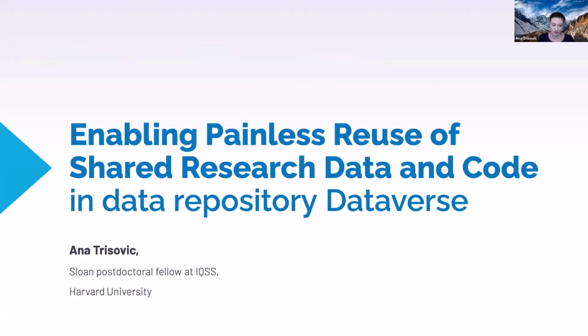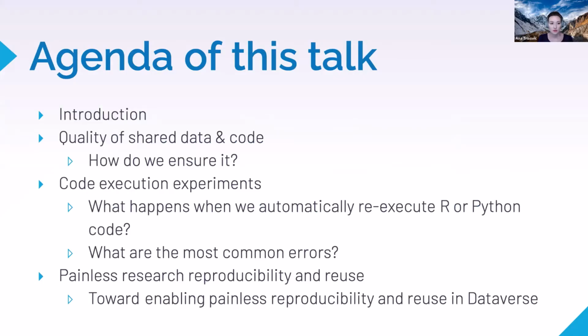This is the first slide of my presentation. I'm going to talk about the problems that we see in reproducibility and how we can alleviate them. First, I'm going to have an introduction. I'm going to tell a little bit about the terminology that we use, what means what, and also what Dataverse is, and how we can enable quality of this shared data and code, how we can ensure it, how we can signal it.